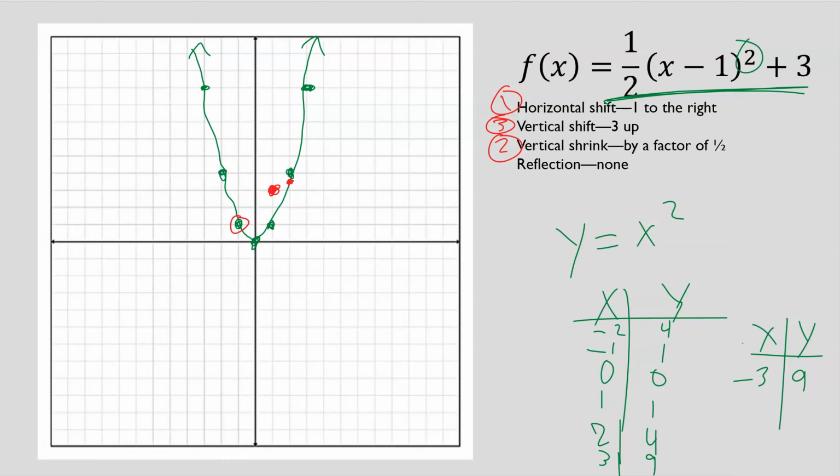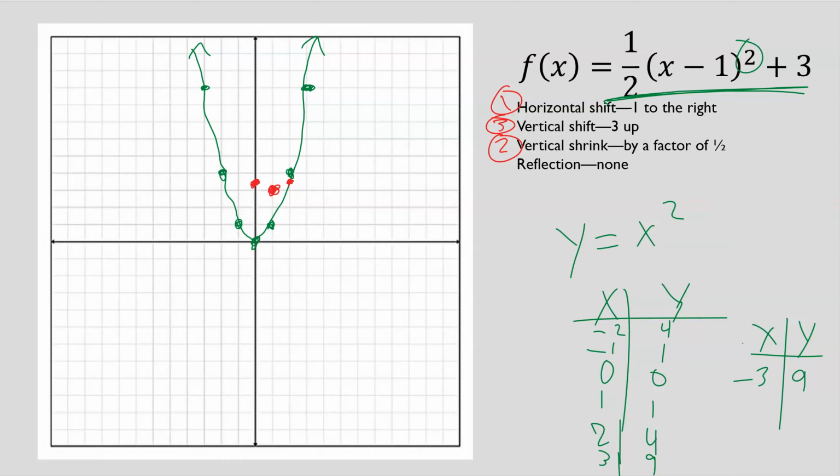This guy, same thing. 1 unit to the right puts me there. Shrink it by a factor of 1/2, so now it's sort of at positive 1/2, and move it up 3 units. 1, 2, 3 units puts me right there at 3 1/2. Right, and it's not great. I'm kind of ballparking it. But these guys are going to be a lot easier to draw.